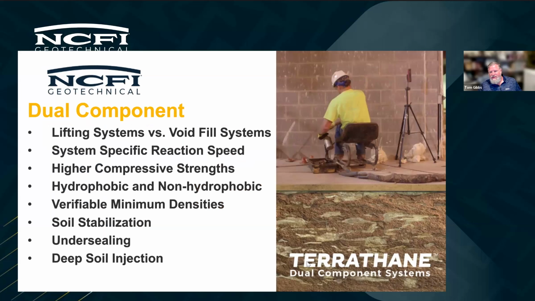Dual component systems. This would be our Terrathane and our Stratofill line. The dual components in the Terrathane line would be your lifting systems and some void fill systems. There's system specific reaction speeds. So we have some that are really fast, like I mentioned earlier, and some that are slower, higher compressive strengths and lower compressive strengths, hydrophobic and non-hydrophobic.